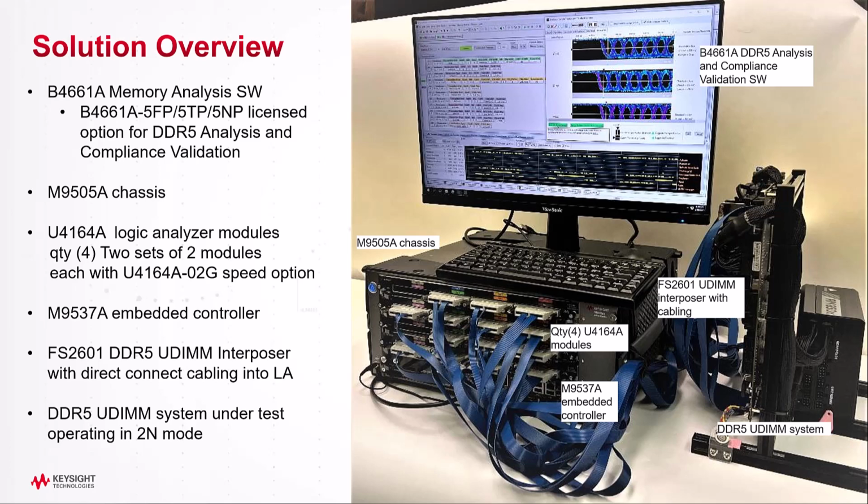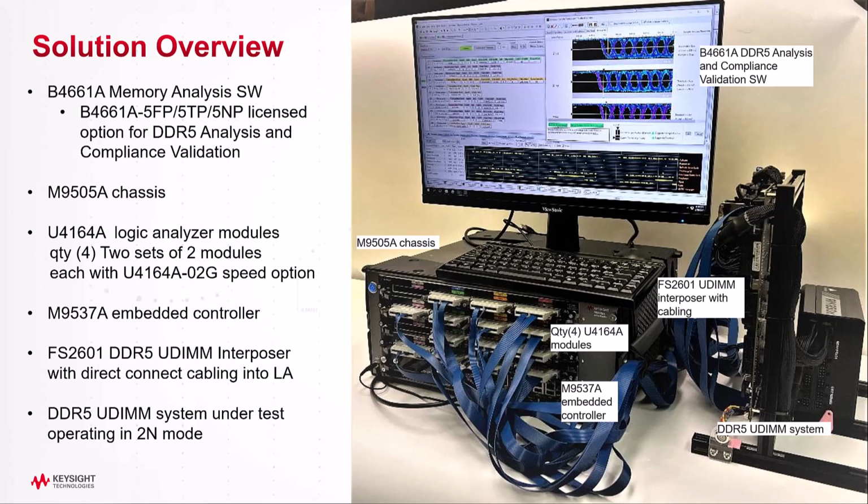You need the B4661A memory analysis software with the DDR5 analysis option, an M9505A chassis, quantity 4 of the U4164A modules. They each need the U4164A O2G speed option, and they will be configured as two sets of 2 modules each. We recommend an embedded controller. The FS2601 DDR5 UDIMM interposer connects into the socket on the DDR5 UDIMM target and routes the signals from the interposer into the U4164A modules with direct connect cabling.